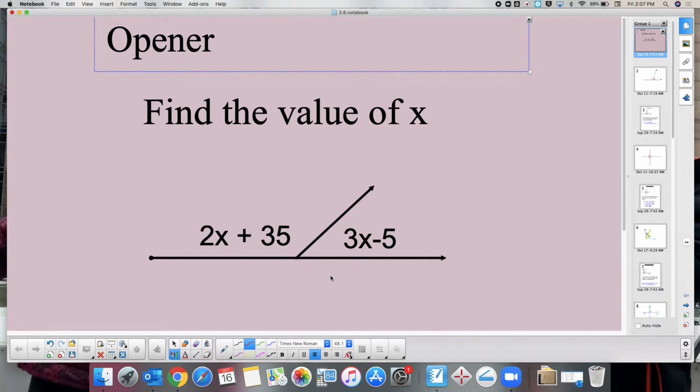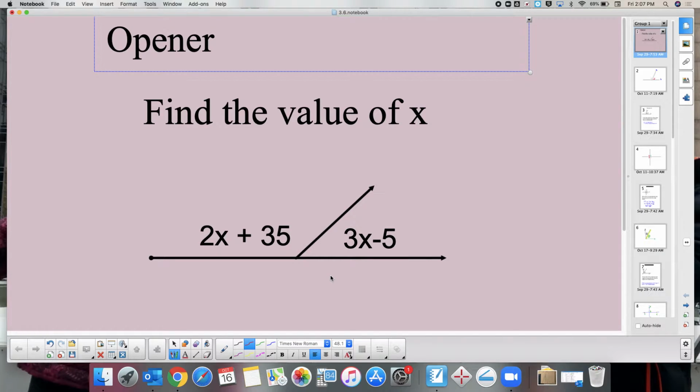Taking a look at 3.6 here. All right, 3.6, really, all the material we're going to go over in it, you kind of already know. It gives some new terminology to it though. But the basics of it, you're already good with. So, first off, taking a look at your opener.